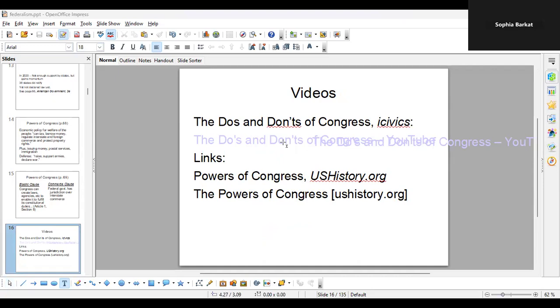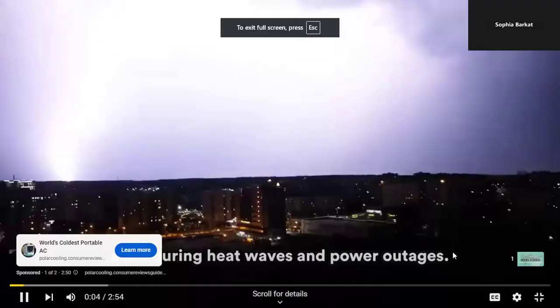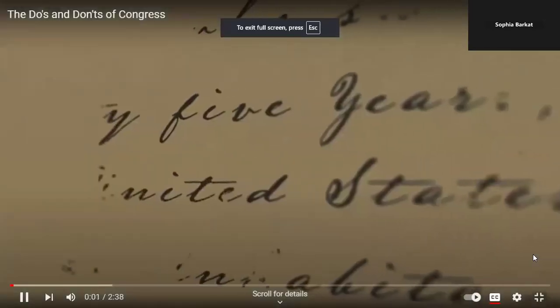brilliant device keeps your home cool in summer, even during heat waves and power outages. It's small. All right, so take a look here.